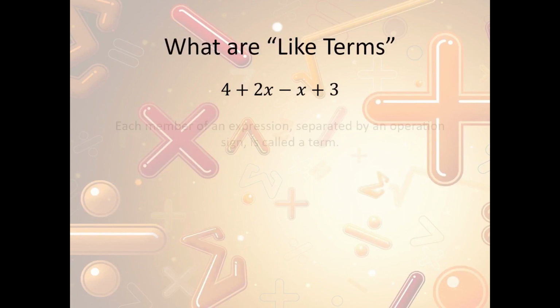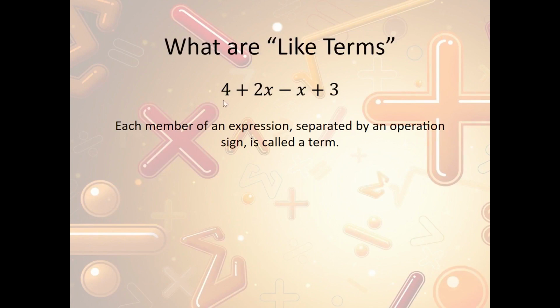What are like terms? Each member of an expression separated by an operation sign is called a term. So in this case, 4 is a term, 2x is a term, negative x is a term, and 3 is a term. So all of these are what we consider terms.